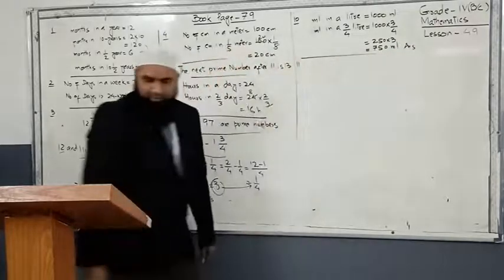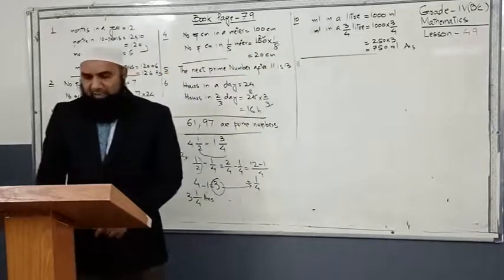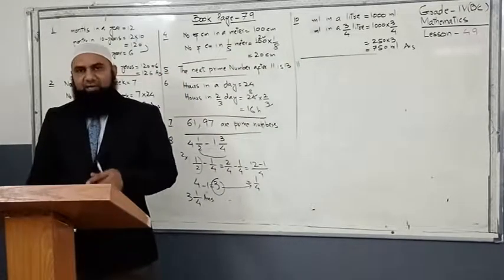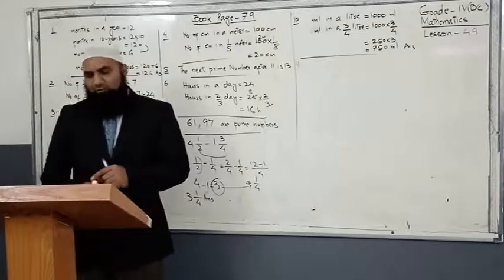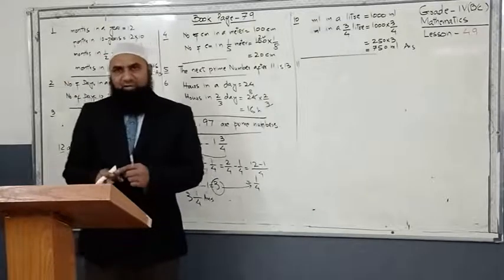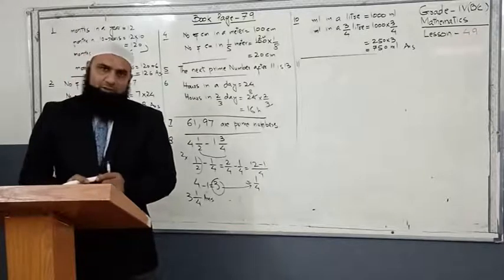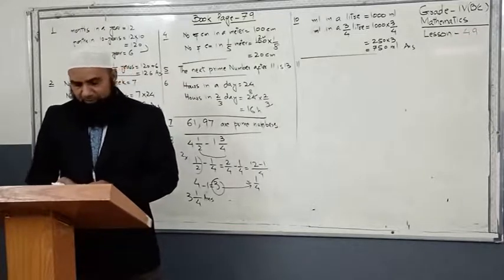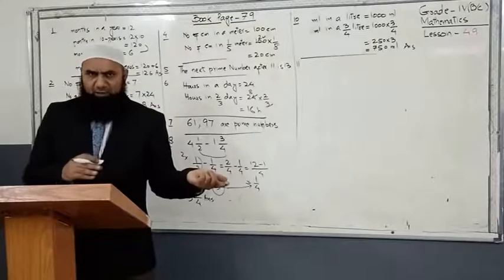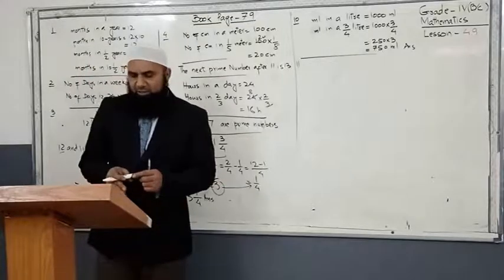Question number 11 is the LCM of 4 and 5. The LCM of 4 and 5. Multiply 4 and 5, you will get the LCM, which is equal to 20. You can also solve it by the division method.